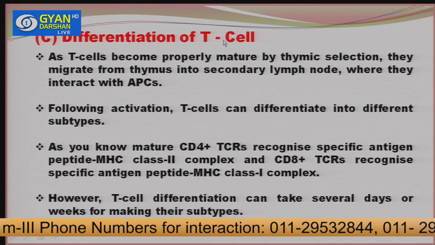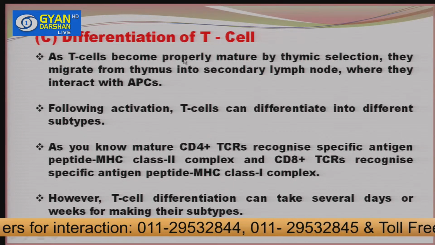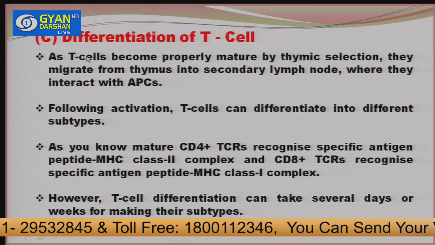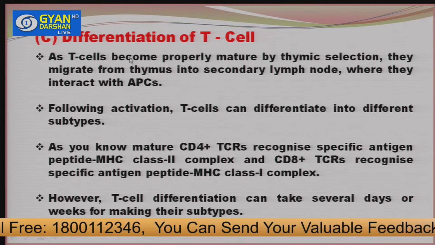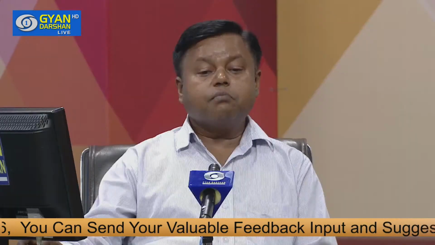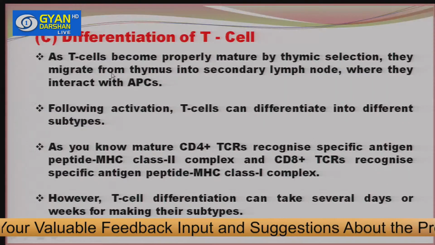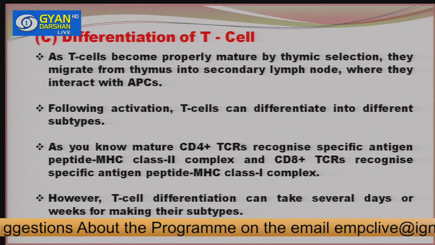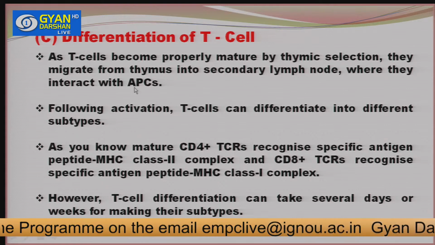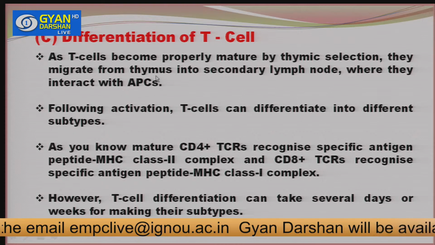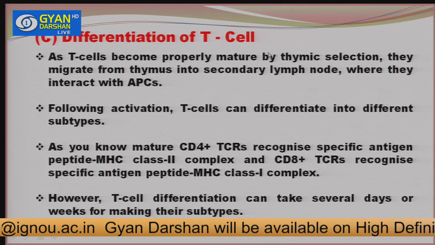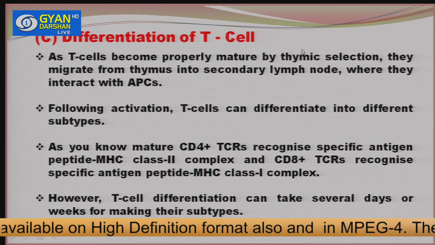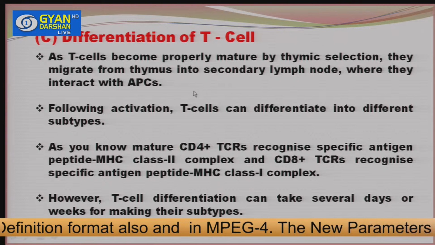Another is the differentiation of the T cells. As the T cell becomes properly mature by the thymic selection, which is very, very important, by this process the T cell becomes properly mature, and they migrate from the thymus into the secondary lymph node, where they interact with the antigen presenting cells. So the role of the antigen presenting cell is very, very important. The T cell will interact with it, and ultimately differentiation will take place. These are the types of processes involved in thymic selection.